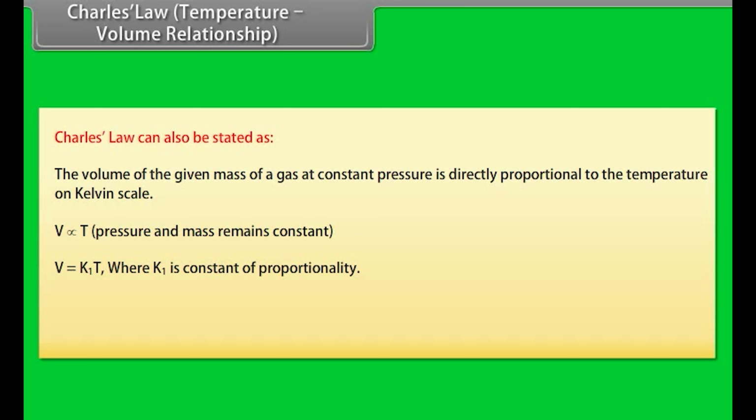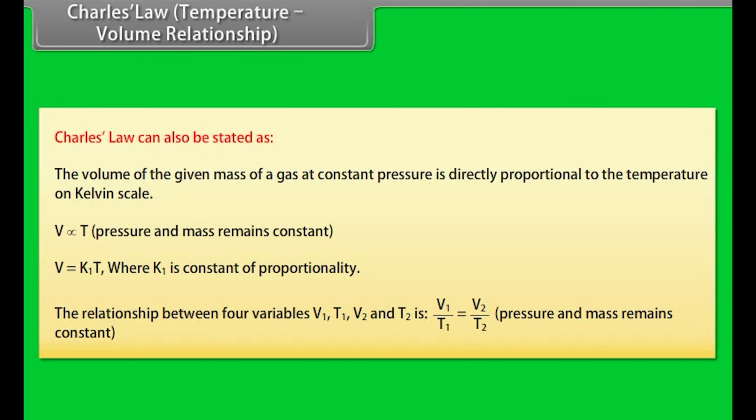Let V1 be the volume of a certain mass of a gas at temperature T1 and at pressure P. If the temperature is changed to T2 keeping pressure constant, the volume changes to V2. The relationship between the four variables V1, T1, V2 and T2 is V1/T1 = V2/T2 at constant pressure and mass.